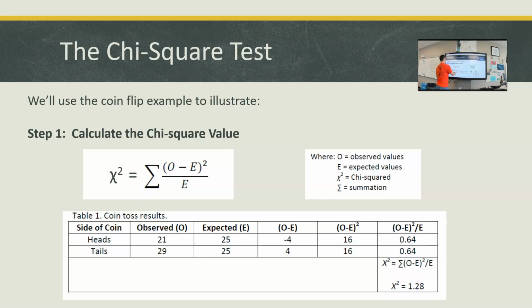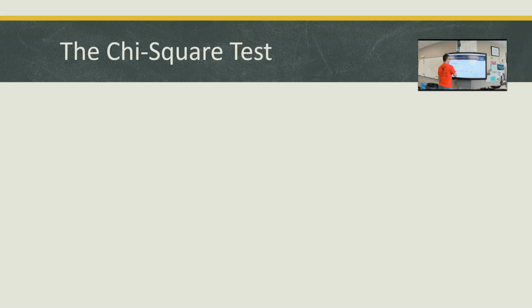You do it for the next one, 29 minus 25, which is 4. Squared is 16, divided by the expected, which is 25 again, is 0.64. And so you've got those two. You have to add them up because it's the summation of those. So 0.64 plus 0.64 is 1.28. It's not that difficult. That's your chi-squared value, 1.28.